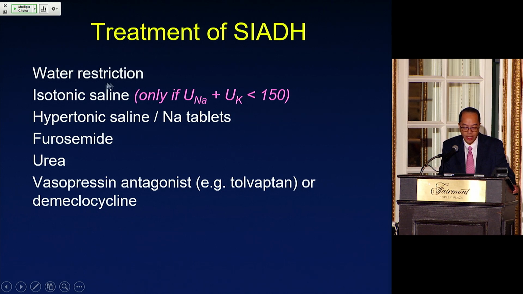So isotonic saline is only helpful if the urine sodium plus urine potassium is less than 150, or 2 times the sodium plus potassium is less than 300.